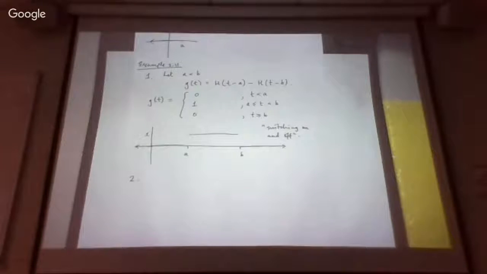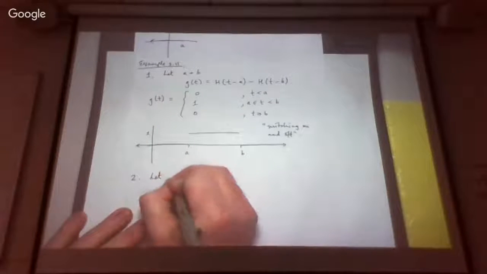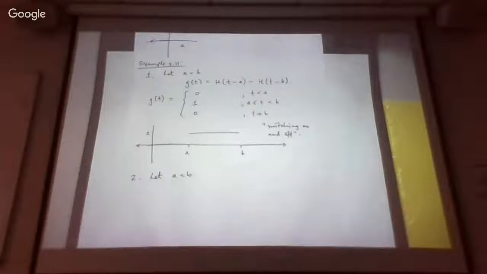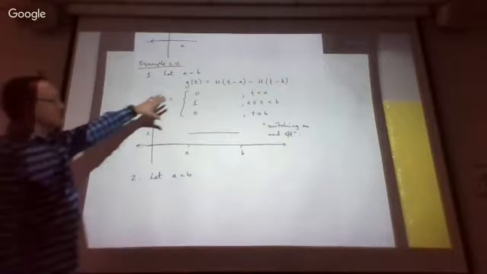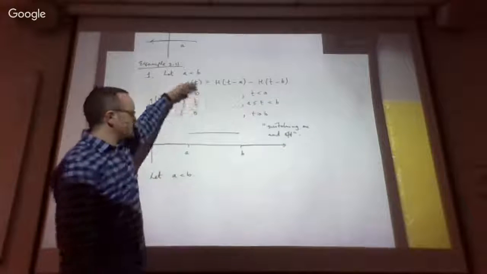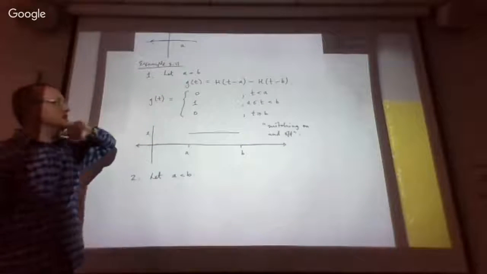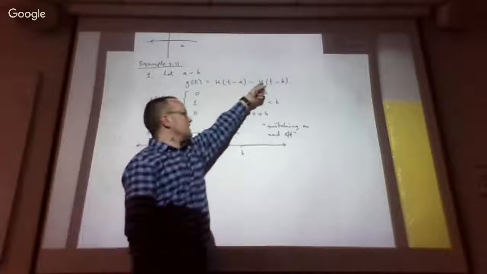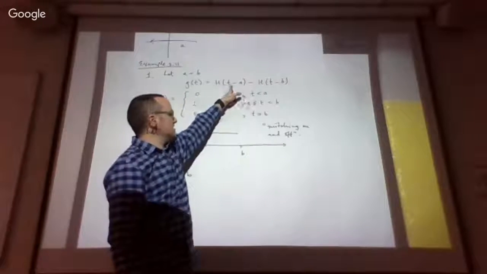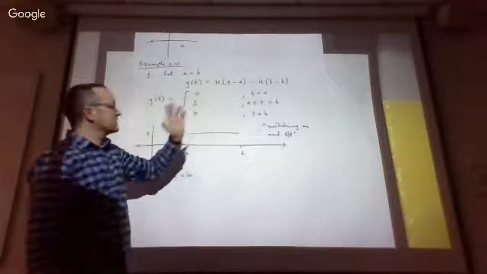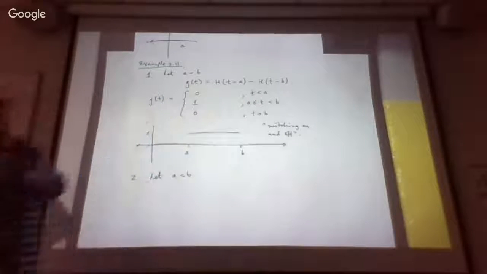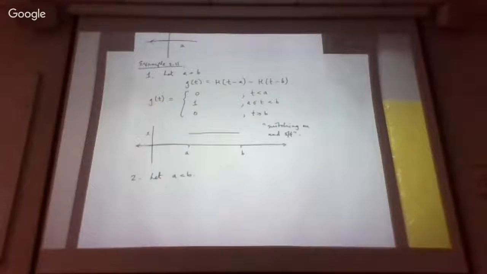Example 2. Is that okay? Any questions about that example? So analyzing it, we wanted to decide what its value was for every value of t. Well, it's made of Heavisides, which change at A and change at B. So the only significant things happen as you pass through the values A and B. Otherwise, it's a constant function. And because of the way it's constructed, because of the difference, it means it's going to be 0, 1, or 0.